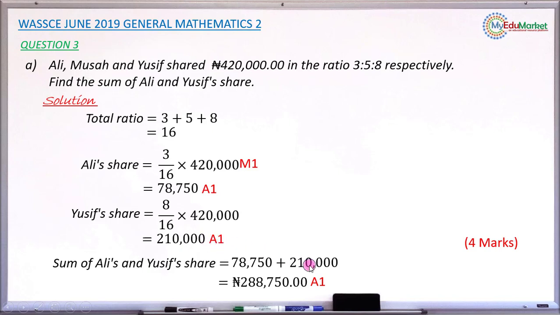And the last mark is another accuracy 1 mark when you now add the two shares and have 288,750 correctly. You have this accuracy 1 mark. So in total, this question number 3 has 4 good marks.